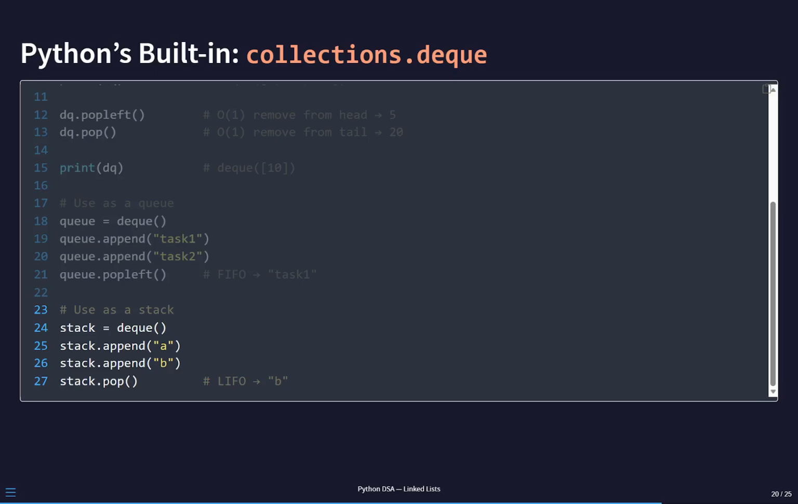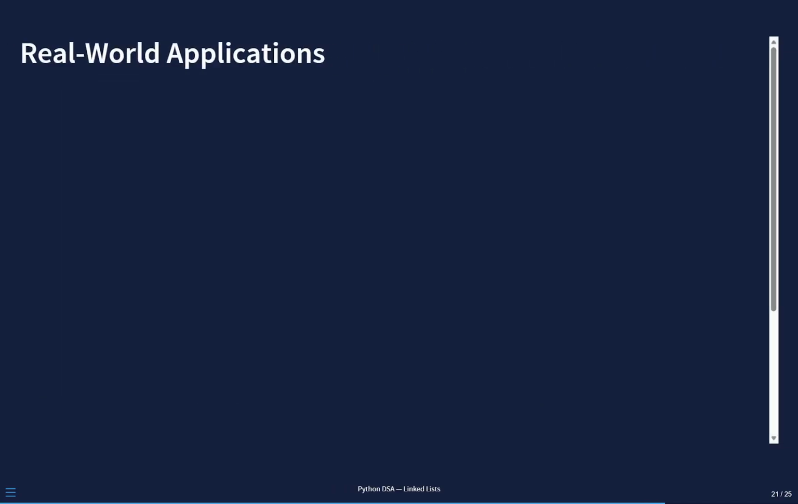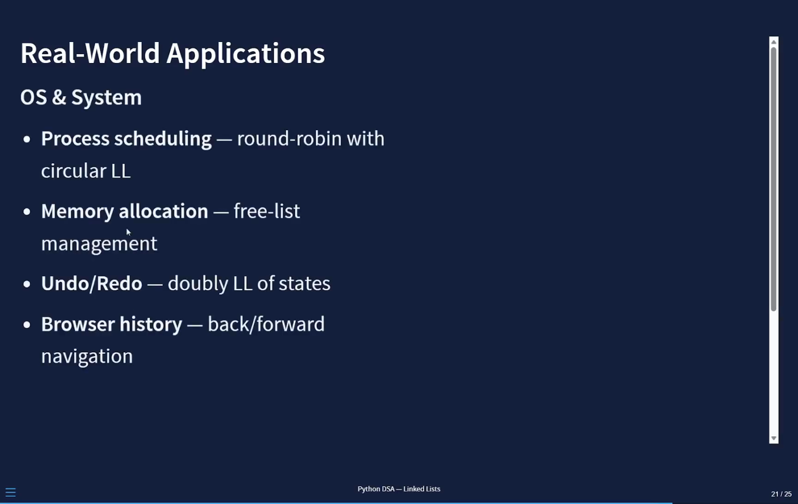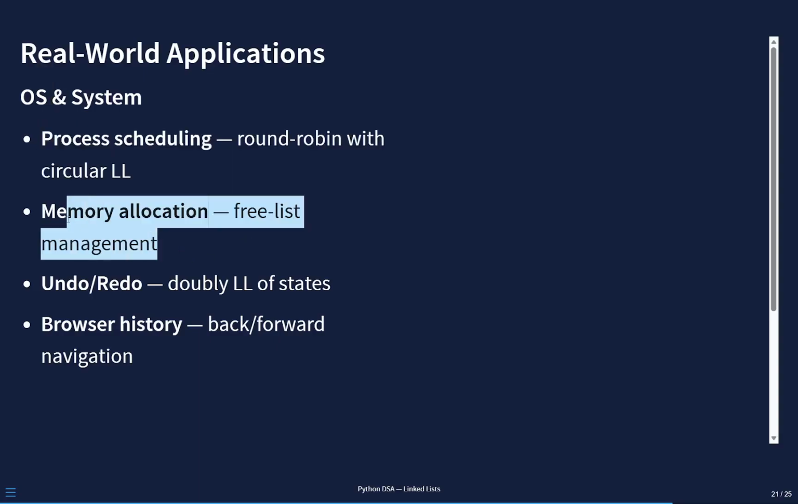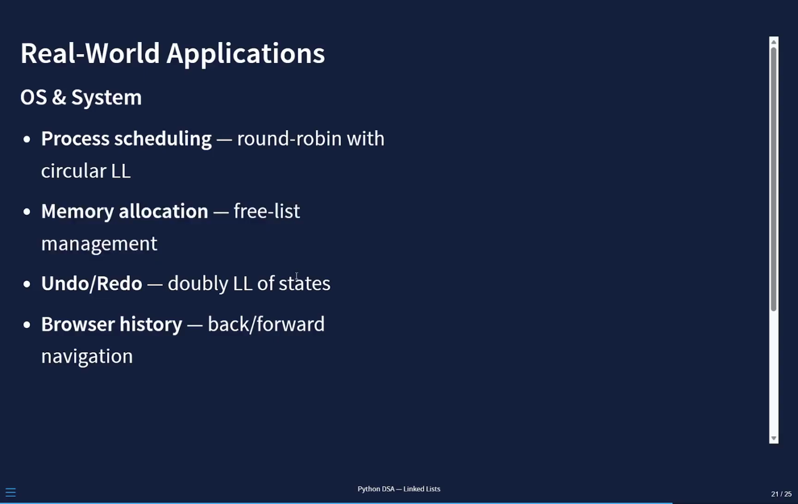Don't reinvent the wheel. Linked lists aren't just academic exercises. They power real systems you use every day. Click on the OS and Systems side. Round-robin CPU scheduling uses a circular linked list. Virtual memory management uses free list tracking with linked lists. Every time you hit Ctrl+Z in an application, undo and redo is typically managed with a doubly linked list of states. And browser back/forward history is a classic doubly linked list use case.